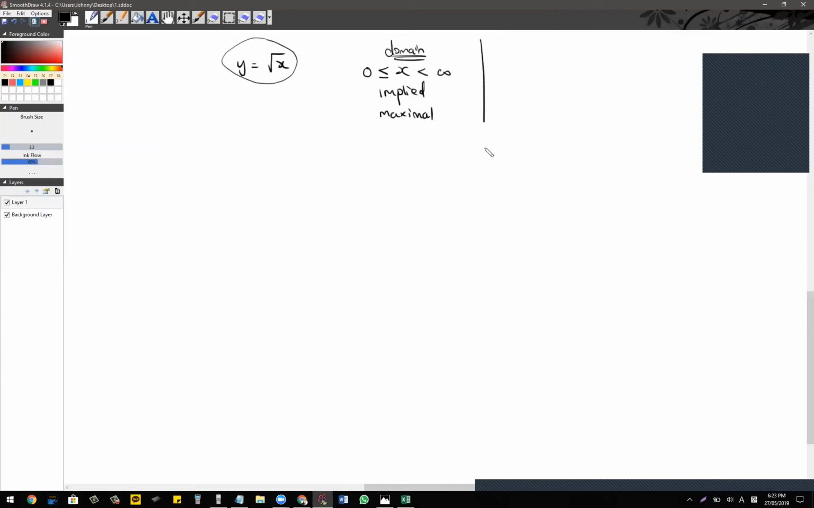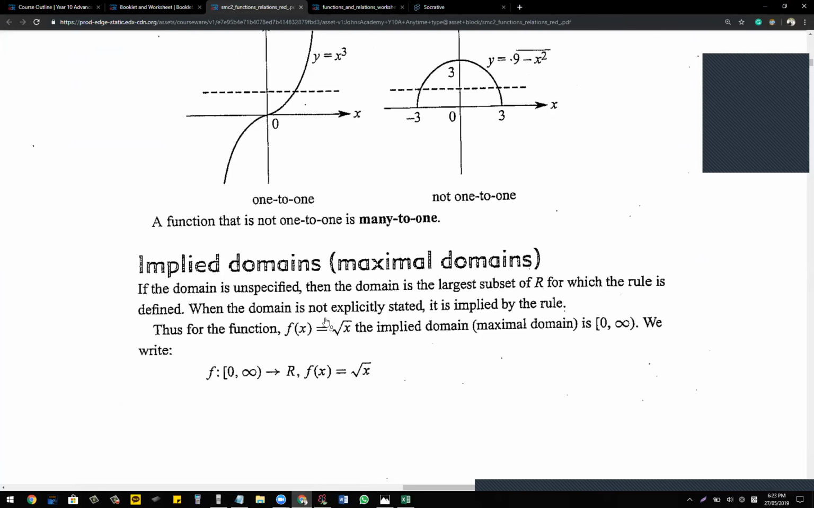On the other hand, if I tell you, all right, the domain is x from 0 to 1, then that's the domain, all right? So if they don't tell you the domain, then you go for the largest possible domain, all right? So that's the meaning of implied domain.